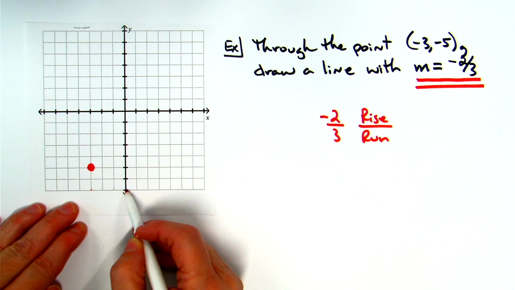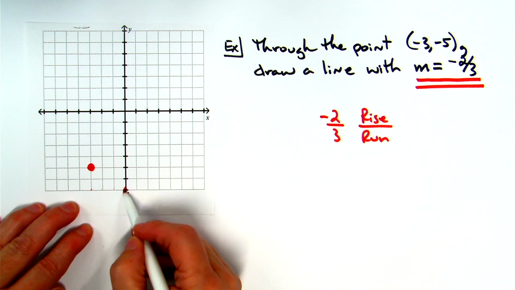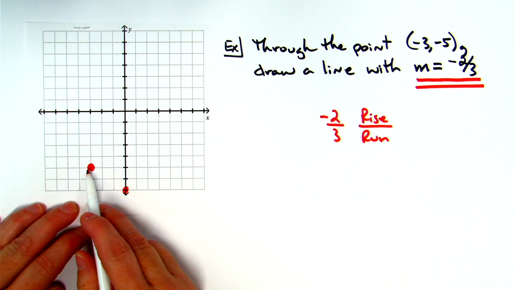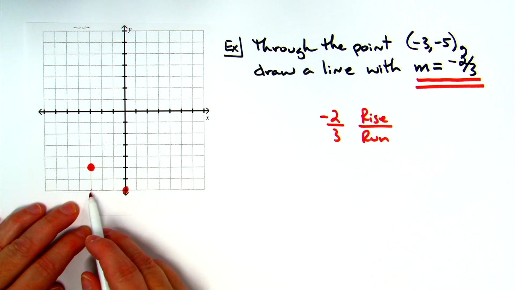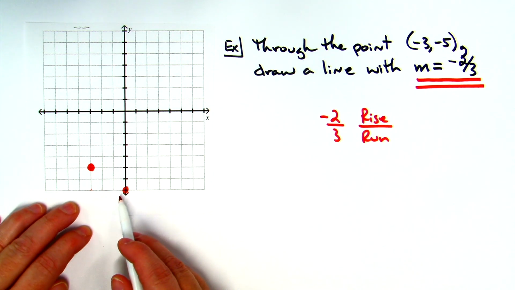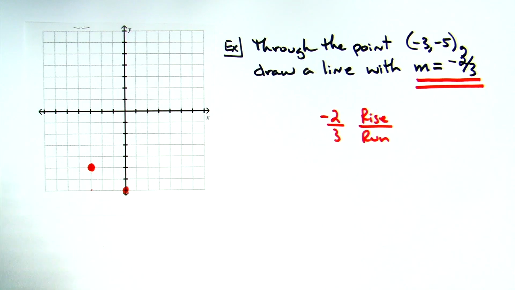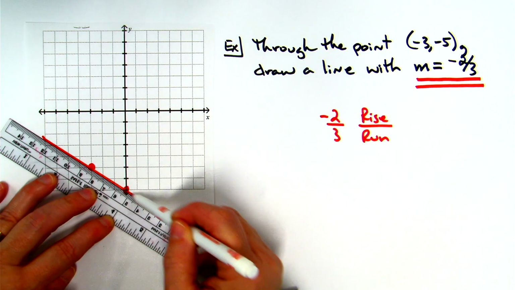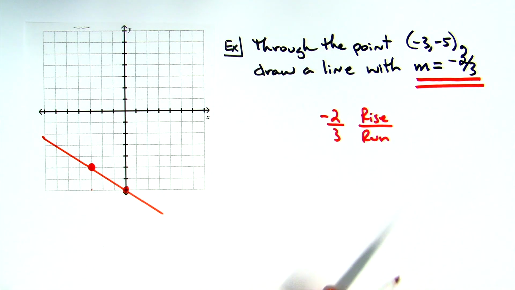1, 2, 3. Now I'm going to put my second dot after I have done both motions. So I rose a -2, which meant I went down 2, and then I went to the right 3. All right, now I've got 2 points. That's all I need to draw a line. I draw my line, and then there we have it.